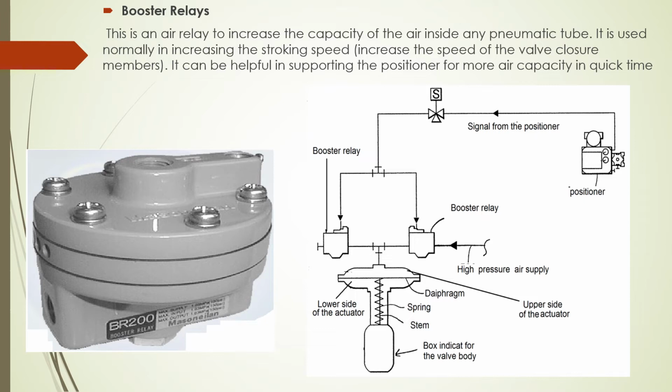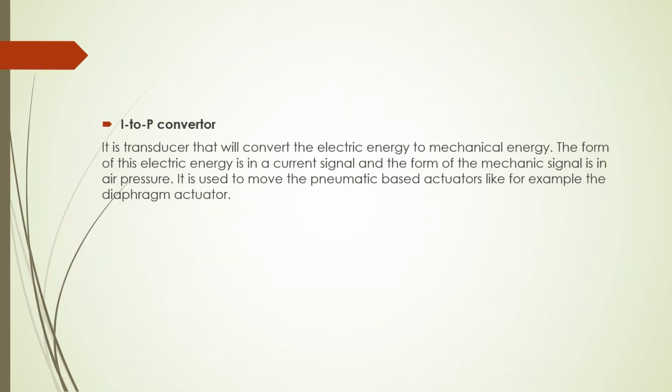I/P converter. As we said, it is a transducer that will convert the electrical energy to mechanical energy. The form of this electrical energy is a current signal, and the form of the mechanical signal is air pressure. It is used to move the pneumatic-based actuator, like for example, the diaphragm actuator.